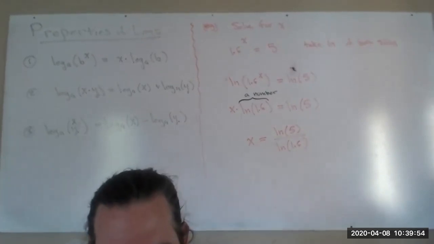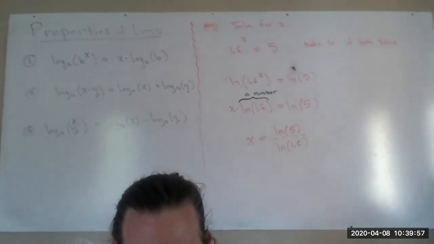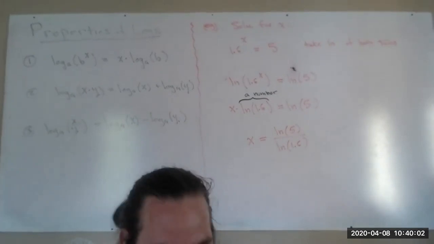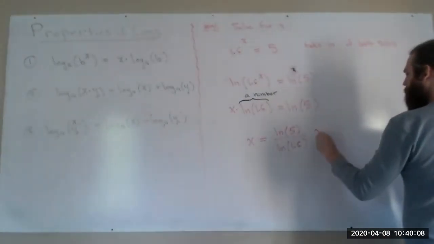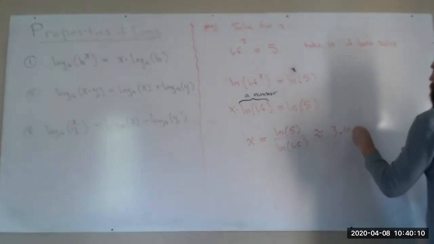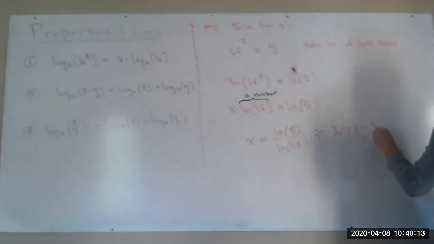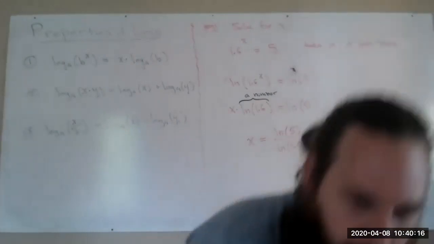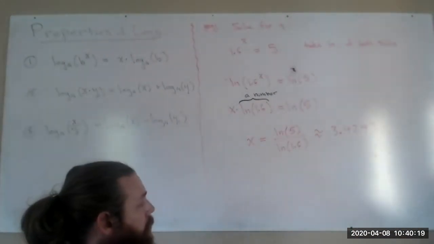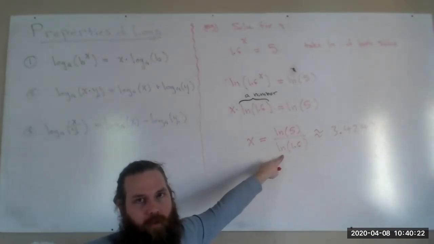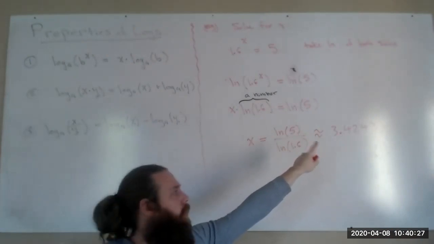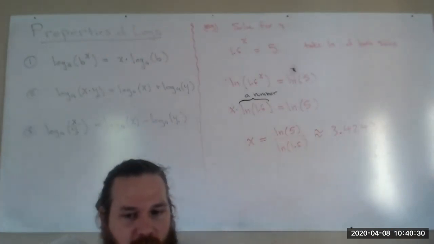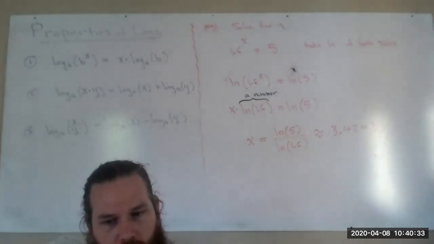So when we computed this in our calculator, the correct one, the first one, ln 5 divided by ln 1.6, is 3.4243. This is approximately 3.4243. This would be the exact answer in terms of logarithms. That would be the decimal approximation to the answer. And you need to pay attention to which any given question is asking for. Oftentimes we want both.